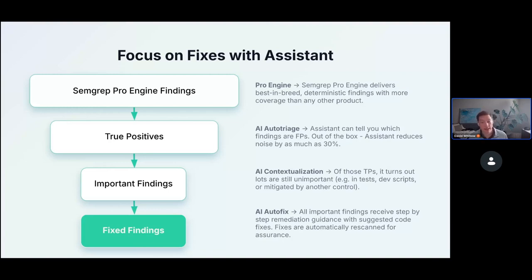And what we've actually seen is, even just out of the box, Semgrep Assistant can reduce noise by as much as 30%. So this is reducing the number of findings that come out by saying, actually, here's a good reason that we think this situation maybe doesn't apply that Semgrep thought at first.